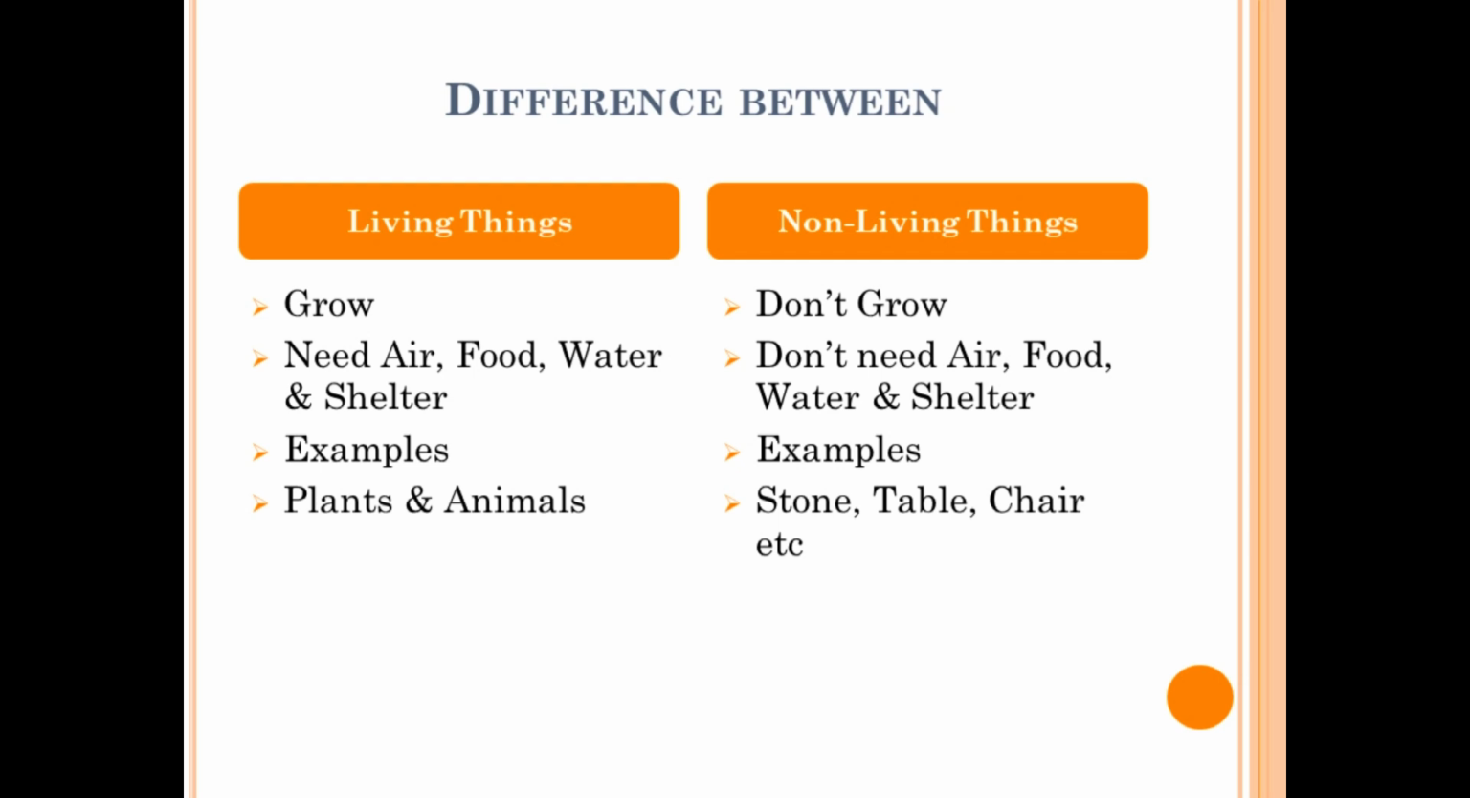First, we want to discuss the difference between the living things and the non-living things. Here we can see living things that grow while the non-living things don't grow. Living things need air, food, water, and shelter to survive in an environment, whereas the non-living things don't need air, food, water, and shelter. Examples of the living things: all the plants and animals are living things, whereas the examples of non-living things are stone, table, chair, and so on.